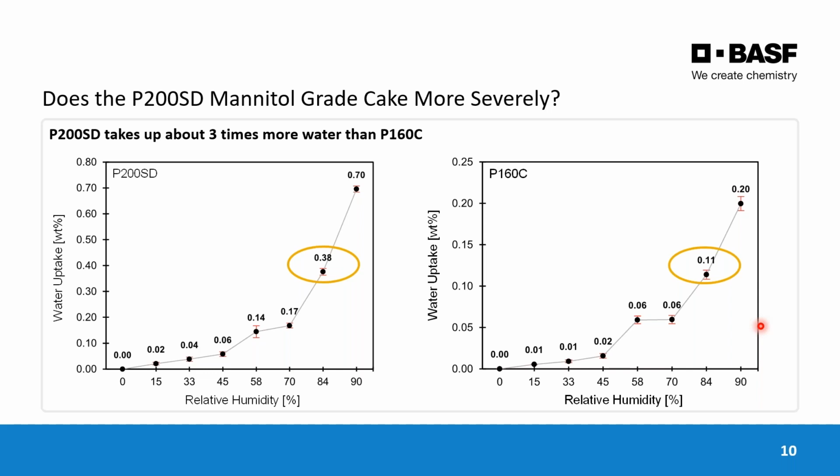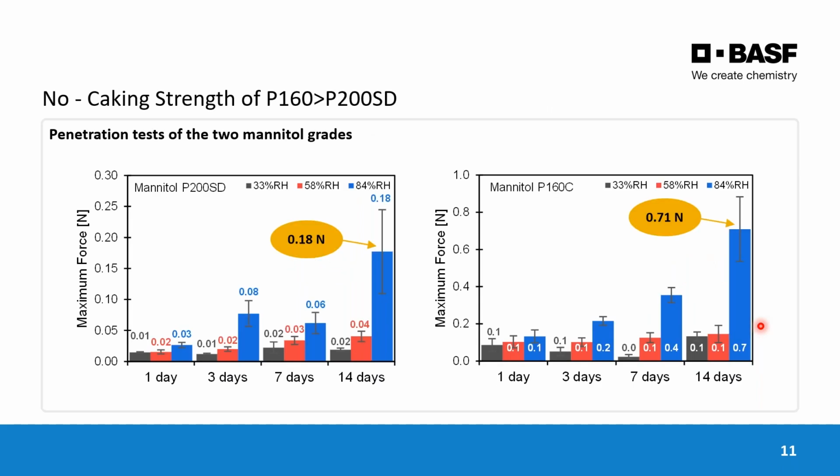So does it? So this is the caking strength based on our penetration test. Okay, and we can see here that actually after 14 days, the caking strength was only 0.18 Newton for the SD grade, which had more water. But this grade here that had less water had even more caking. It has 0.71 Newton, so the cakes are much stronger for this C grade material, which is slightly surprising.